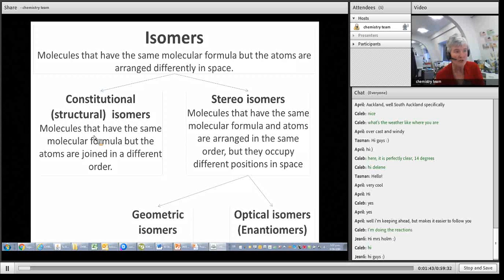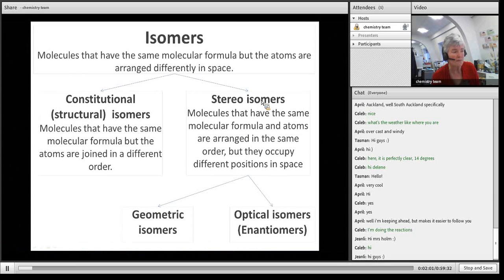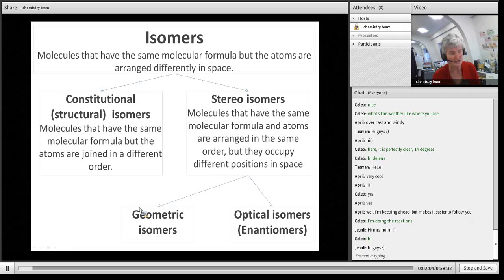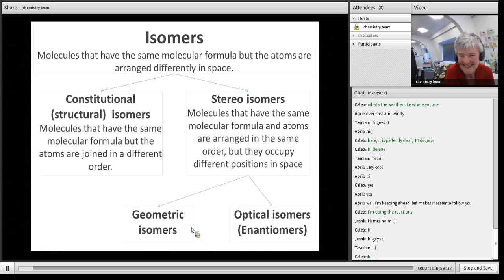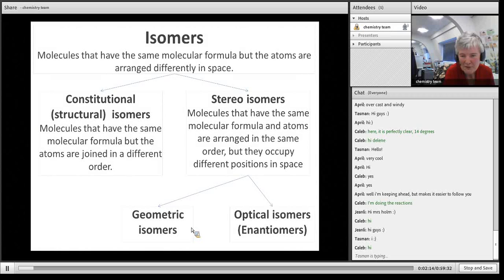But what I want to go to now is the spectroscopy. My brain was moving ahead. What you don't need for spectroscopy are stereoisomers, but you do need to know them for the exams. So, stereoisomers, you already know from last year the geometric isomers. Now, what is needed for geometric isomers? Hi, Tasman. So what sort of thing do you need for geometric?